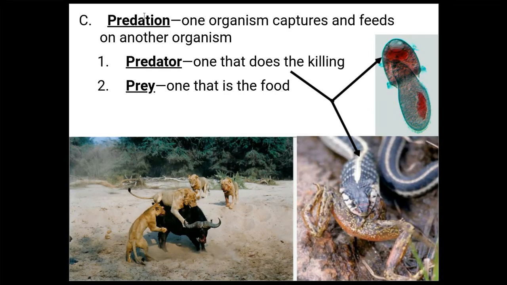Now, predation is when one organism captures and feeds on another organism. Looking at a predator and prey relationship, we're going to compare them in a moment. But a predator is one that does the killing. So if we look at the example here at the bottom, this snake is killing the frog because it's eating the frog. So the snake is the predator, while the frog is the prey. It's the one that is the food.